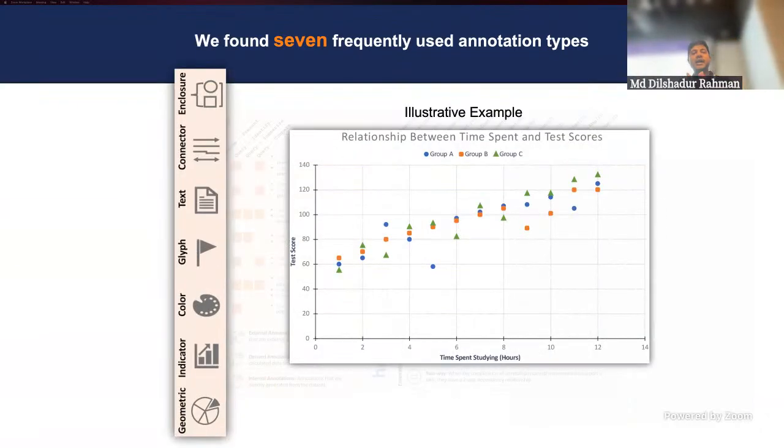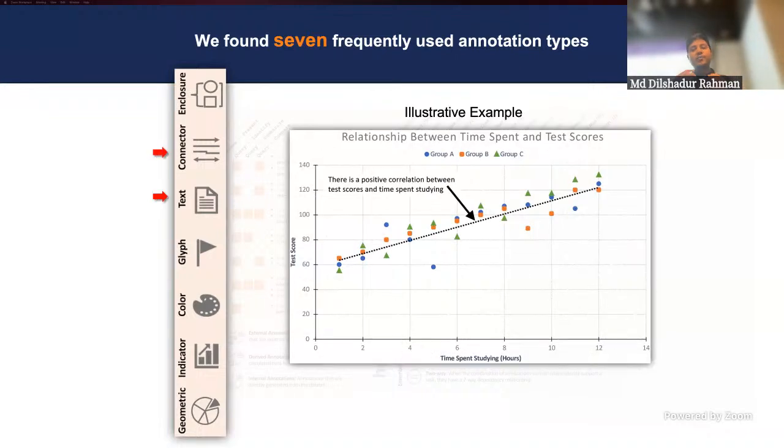Now, this is a scatter plot showing the correlation between the time spent studying for a particular test and the test scores. This text here describes the positive correlation between the two variables of the chart, and the arrow connects the text to the specific point of interest on the chart. Here, the text description is a text annotation, and the arrow is a connector annotation. Please refer to our paper to know more about the other annotation types.